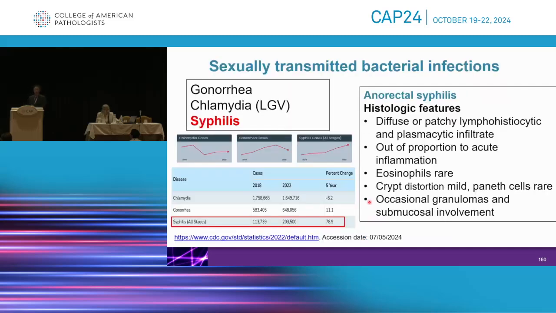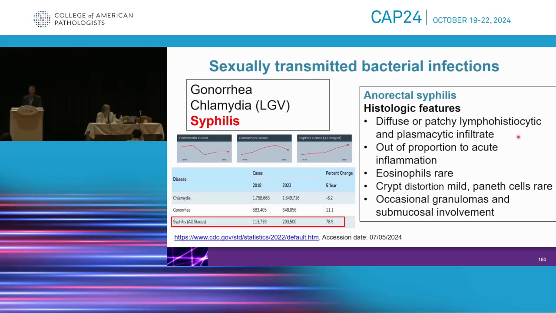This, from the CDC website, you can see here the 3 most common STDs, sexually transmitted infections: gonorrhea, chlamydia, and syphilis. Especially for syphilis, from 2018 to 2022, within 5 years, you can see about an 80% increase. So that means in our daily practice, we should pay more and more attention. If you only have a biopsy involving the rectum, do not forget syphilis or other STDs.